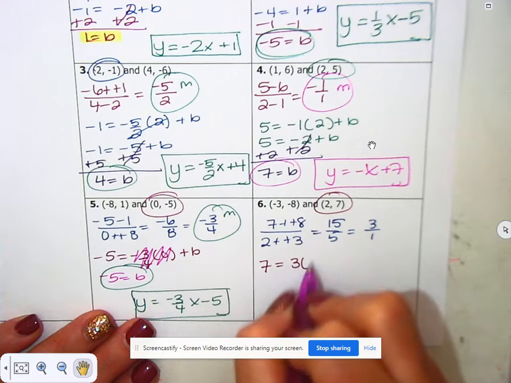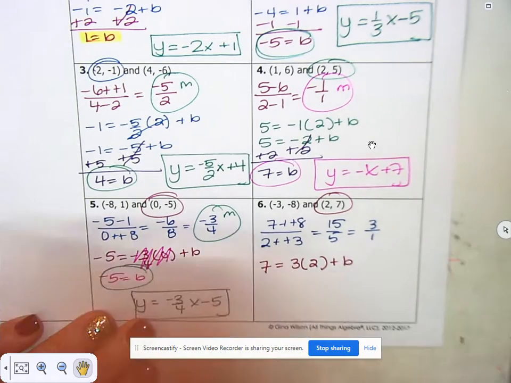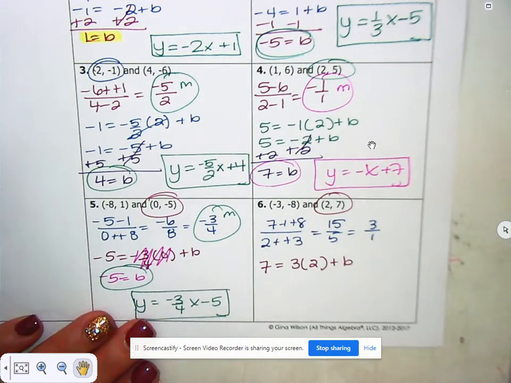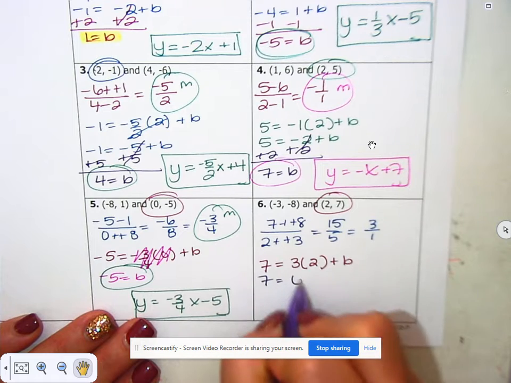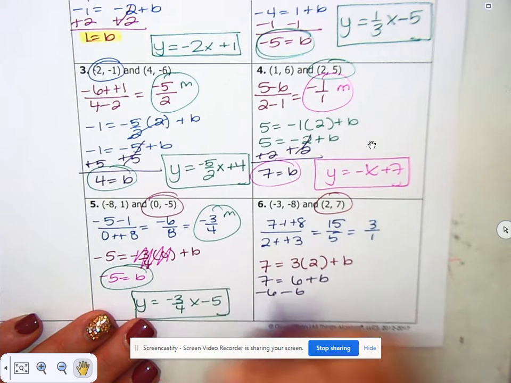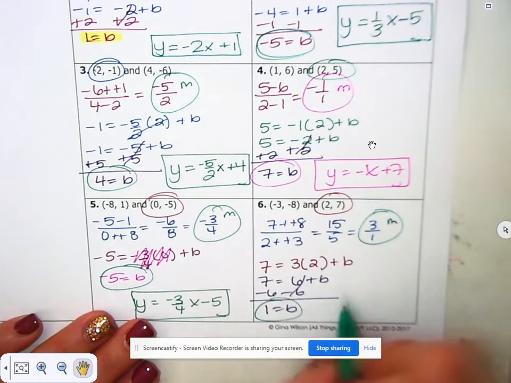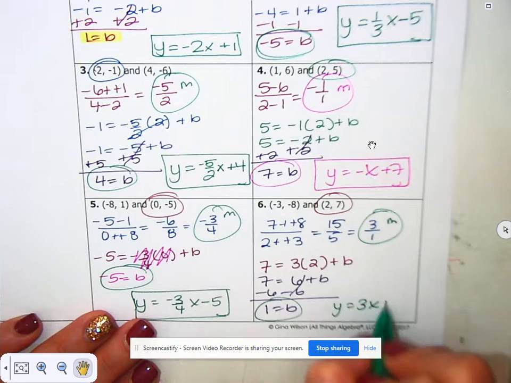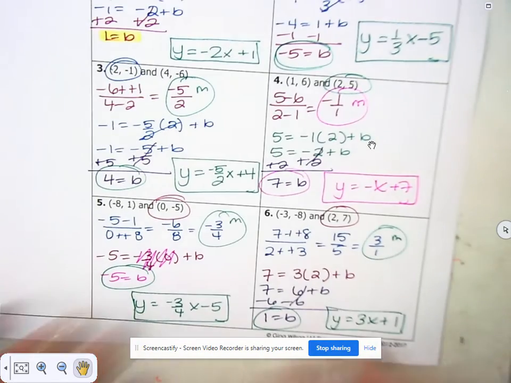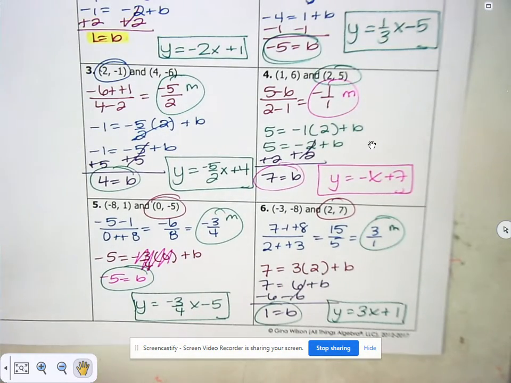7 equals 3 times 2 plus b. So we're going to subtract our 6, and 1 is b. Again, m, b, y equals 3x plus 1. And you can always have 3 over 1. Remember, you don't have to, but you can.